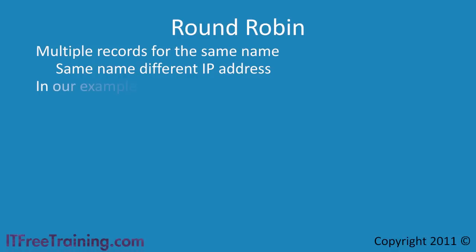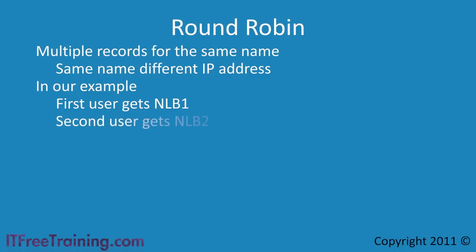In our example, if you request the address of the server farm, the first user to contact the DNS server will get the IP address of NLB1. The second user to contact the DNS server will get the address of NLB2. The third user to contact the DNS server will get NLB1 again. The DNS server simply cycles through the records for each request it gets.